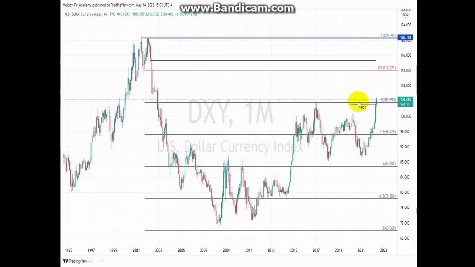In other words, I'm expecting the dollar index to be bullish for certain periods of months. I don't know how long it's going to take, but I have a target in mind: the dollar index should be bullish until we get above this old high and probably into this fair value gap. So it's just an analysis.